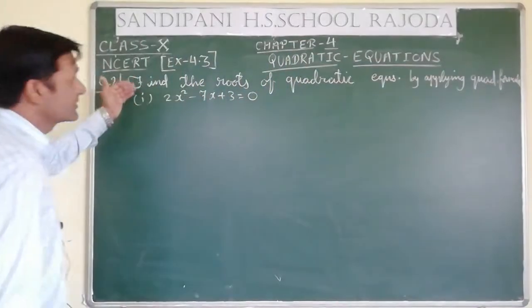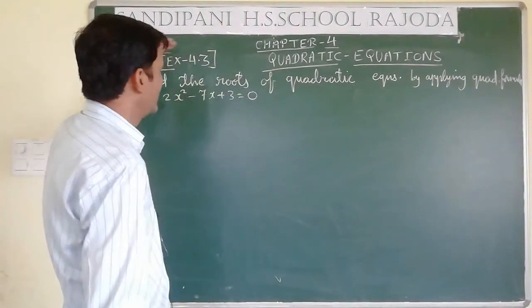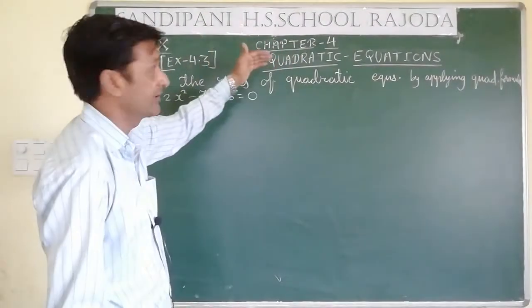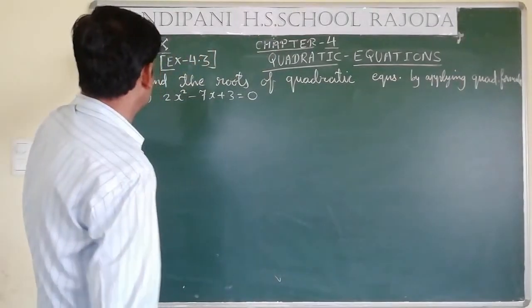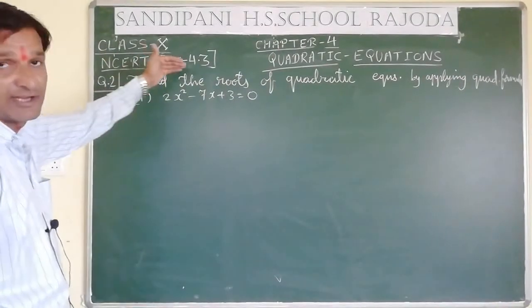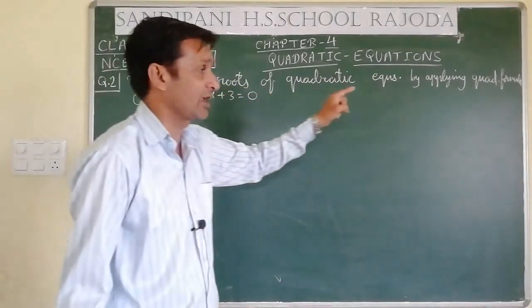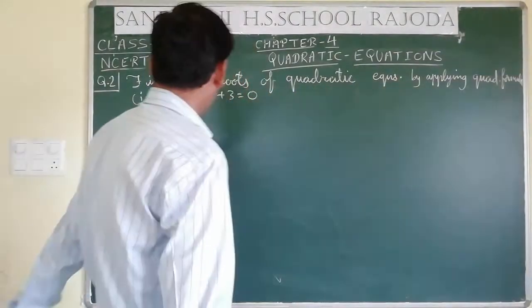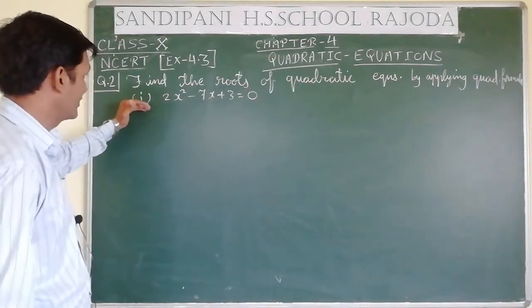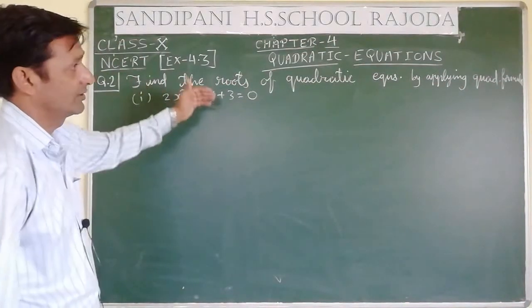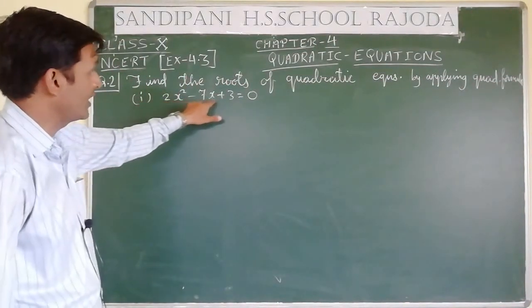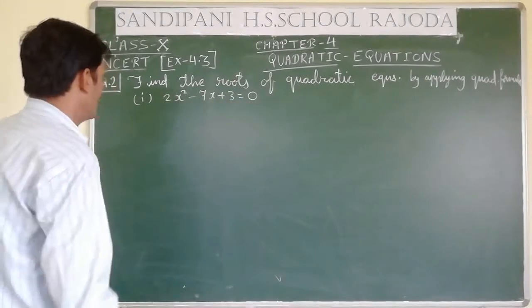Our topic is quadratic equations, class 10. It is chapter number 4 of class 10 NCERT, exercise 4.3. The question is: find the roots of quadratic equations by applying the quadratic formula. Here, in question number 1, the second equation is 2x square minus 7x plus 3 is equal to 0.